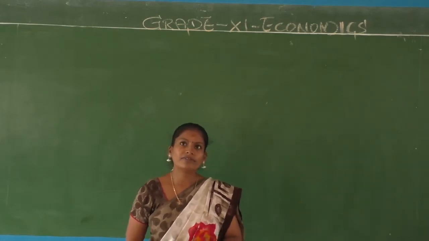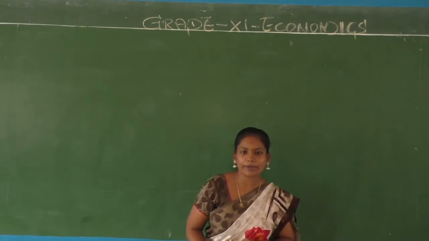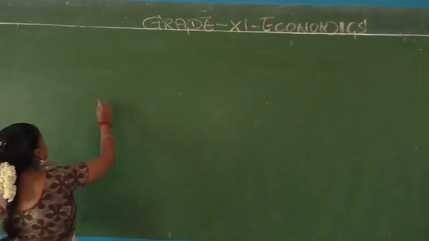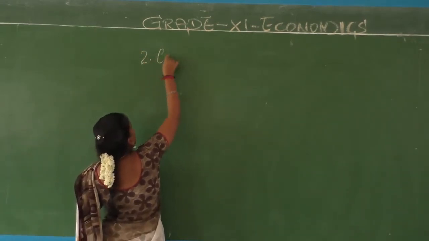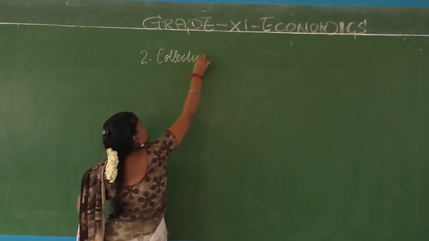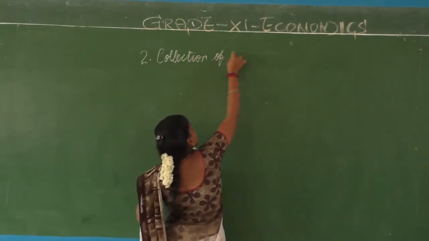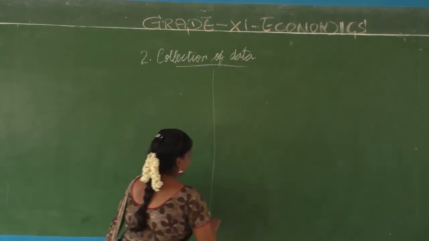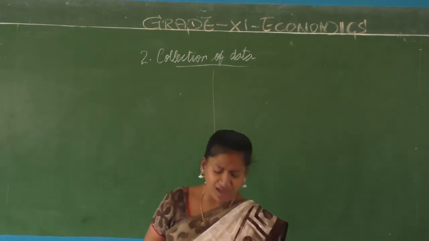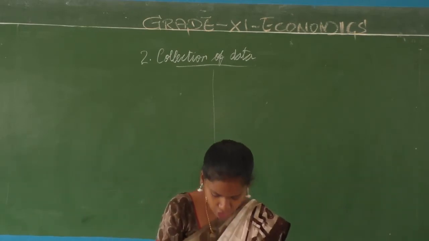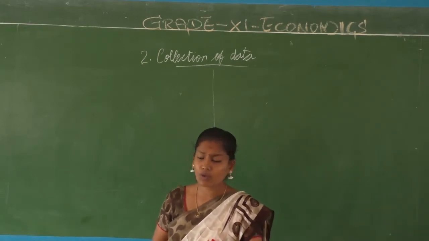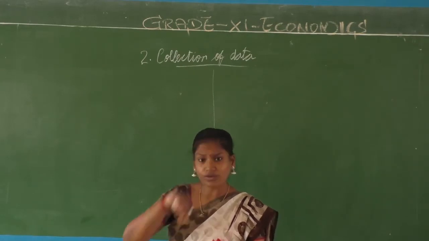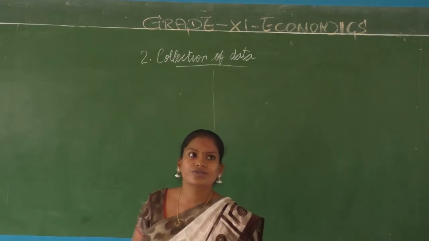So what are we going to do now? We are going into the second chapter, which is called the collection of data. We are going to collect information as data. Why do we need it? What is the purpose of collecting data? It is to show evidence for reaching a sound and clear solution to a problem.